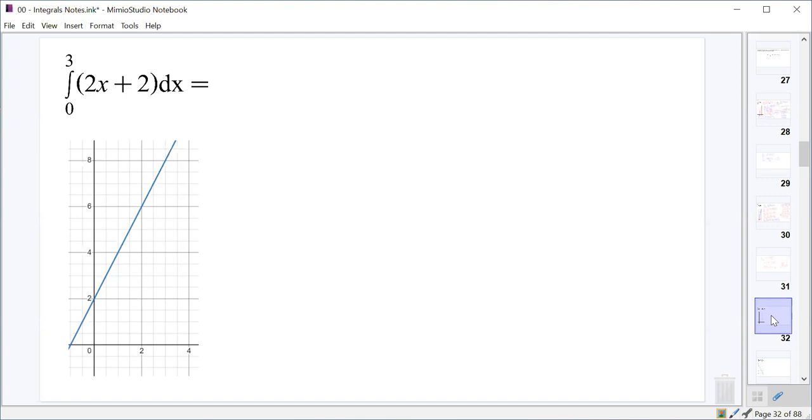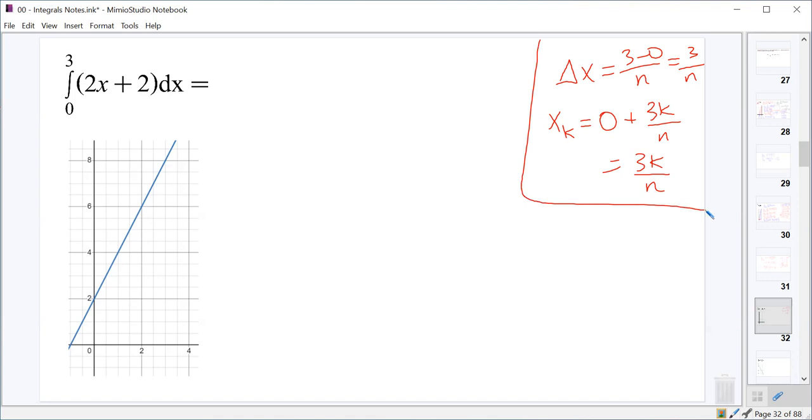And let's just quickly off to the side come up with our values for delta x. Delta x is just b minus a over n, or 3 over n. And x sub k is just a, which in this case is 0, plus k times delta x, or just 3k over n. So we've already got our delta x, and we've already got our x sub k. So we just throw this really quickly into our limit and our summation.